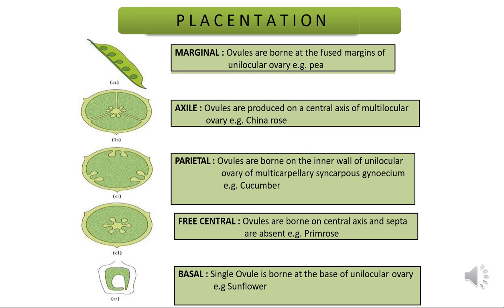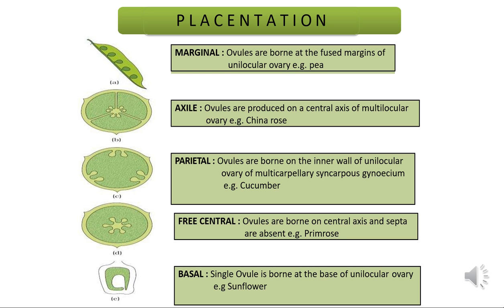First of all, we'll study marginal. One or two alternate rows of ovules occur longitudinally along the ridge in the wall of the ovary, in the area of fusion of its two margins or ventral suture. For example, pea, cassia, acacia. All these ovaries are unilocular, meaning one locule is present in the ovary. Marginal placentation is found in monocarpellary pistils of the Leguminosae family, for example, as I have told you, pea, cassia and acacia.